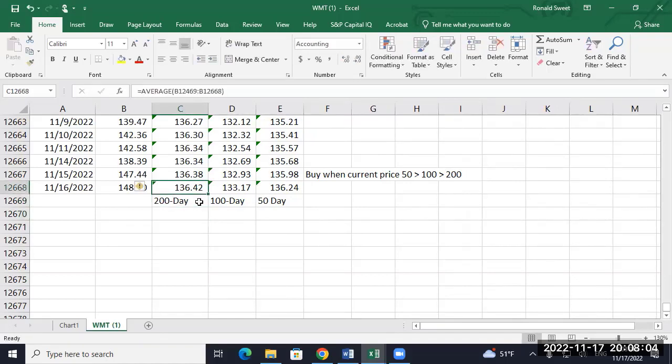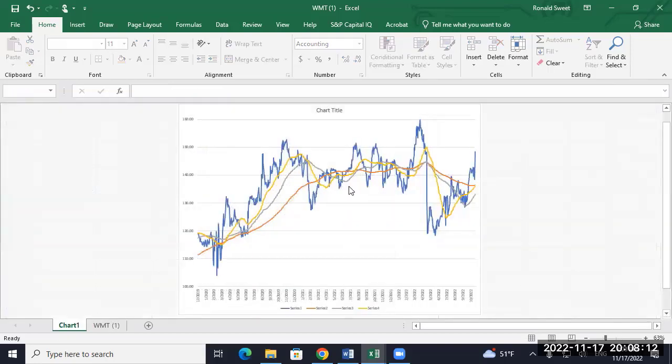All right. So Walmart has pretty good momentum, but the 100-day hasn't quite caught up, and that's because of that huge sell-off here. So if you look here, you're trying to find a good buy point. So we want the yellow, the highest.